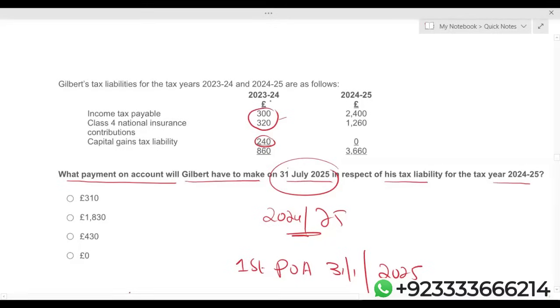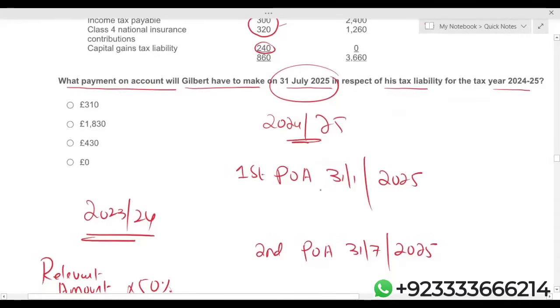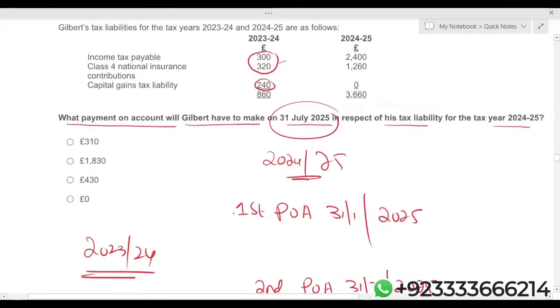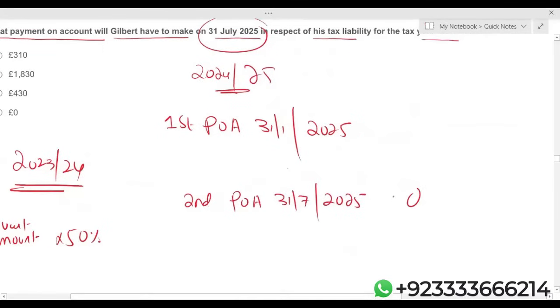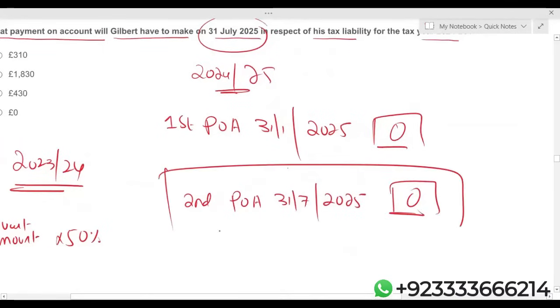If your relevant amount is not exceeding 1000, you are not required to pay payments on account. So repeat, your relevant amount is not exceeding 1000 pound. Capital gain tax liability is not a part of the relevant amount. So right now, income tax and class 4 NIC combined are not exceeding 1000. That is why there's no payment on account.